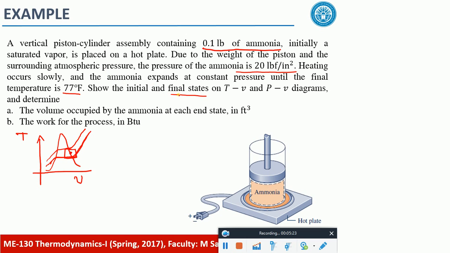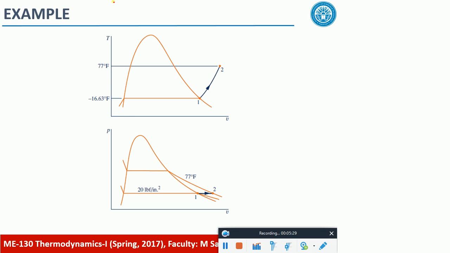Now, the first thing is to show the initial and final states on TV and PV diagrams. This is a TV diagram and this is a PV diagram. They look similar. The only difference is that once you talk about an isobar through this vapor dome, it goes like this. This is an isobar. And similarly, on the PV projection, the isotherms go like this. These are the isotherms. I think this should be very clear.